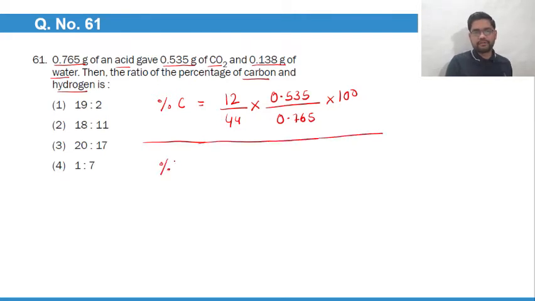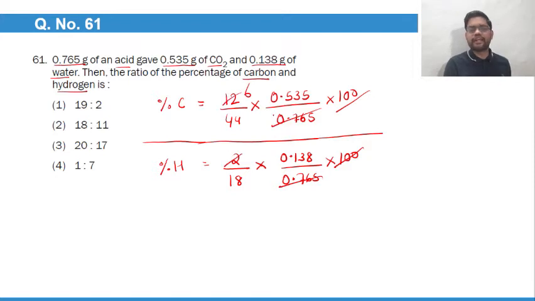Percentage of hydrogen. So percentage of hydrogen will be what? 2, molecular weight, by molecular weight of water, into what else is given? 0.138 gram of water, whole divided by the acid is 0.65 gram into 100. So you need to solve this thing. So this will be 2, 6, 12. After solving, if you solve all this thing, you will get answer approximately equal to 19:2. So that will be the best answer.